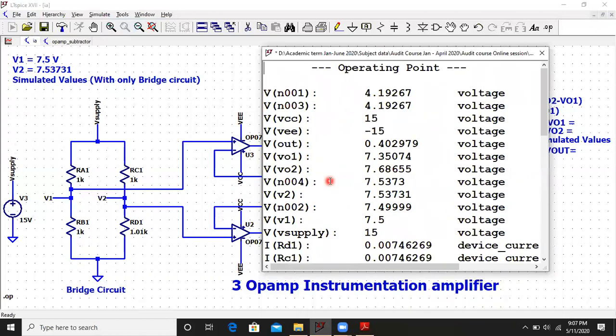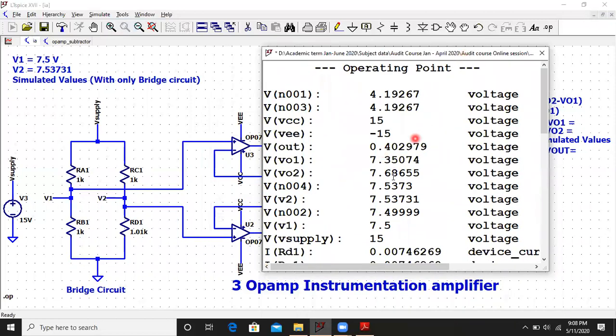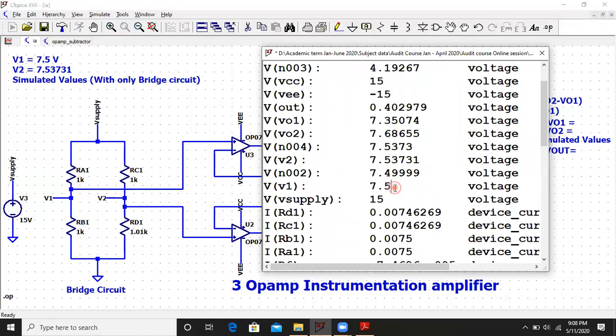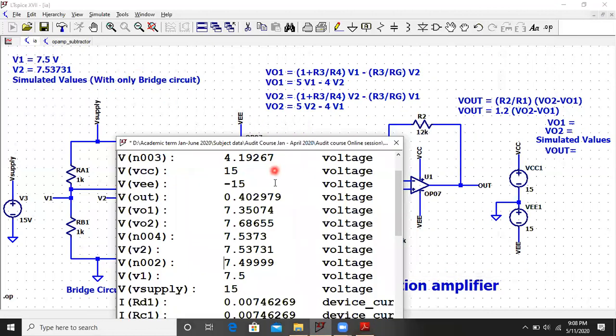Right? So let us check what is the value of V1 and V2. V1 is coming out to be 7.5. It is 7.5 over here. You can check it. Yes. And V2 is 7.5373. So perfect. So V1 and V2 are absolutely fine.